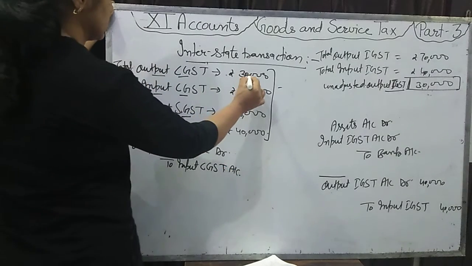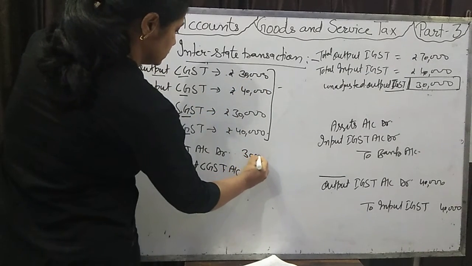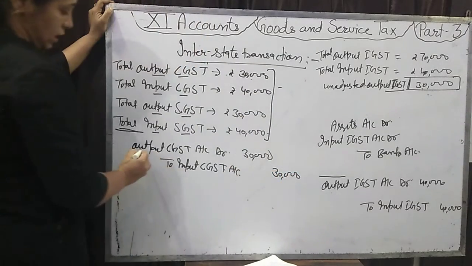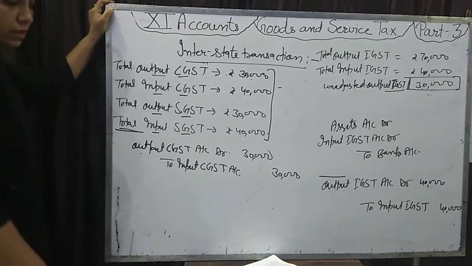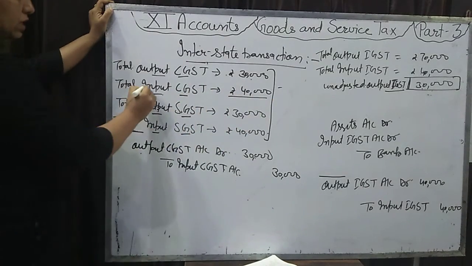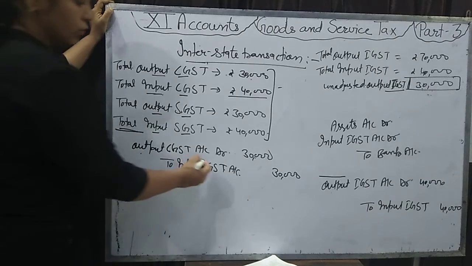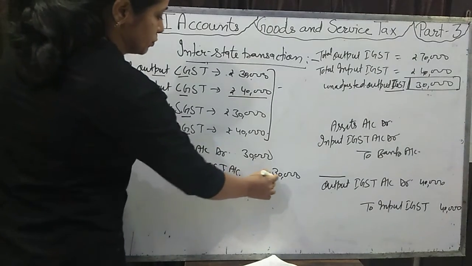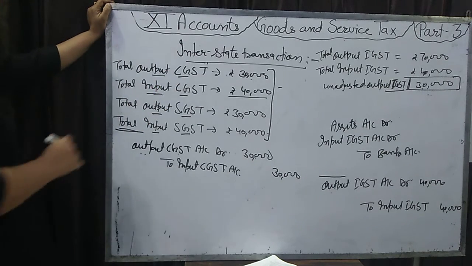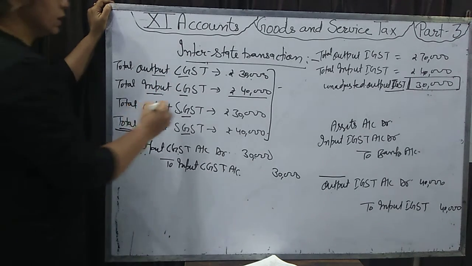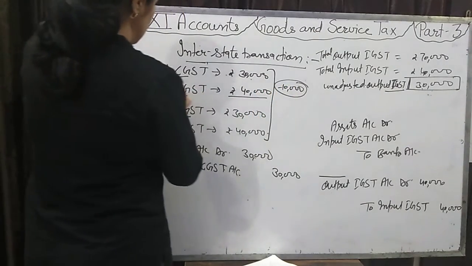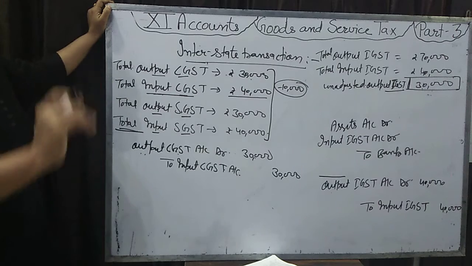How much is the output CGST? 30,000. Then we will adjust 30,000. How much do we have to pay the government? 30,000. But we have already paid 40,000 to our supplier. Input GST is paid GST, isn't it? So we will adjust all the output GST from input CGST. We will pay nothing to the government out of CGST. Now we have 10,000 of input CGST left with us.